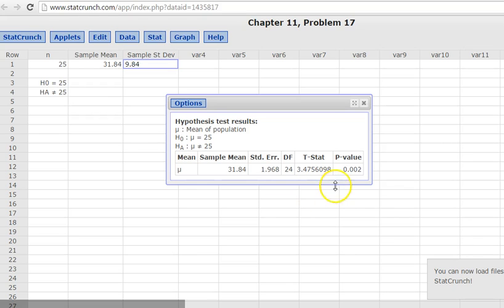Now we take a look at that p-value, and if our alpha is 0.05, we know that our p-value of 0.002 is less than alpha of 0.05, so we would be rejecting that null hypothesis. We know that the mean age of all our customers does not equal 25 years old. So that is all there is to it.